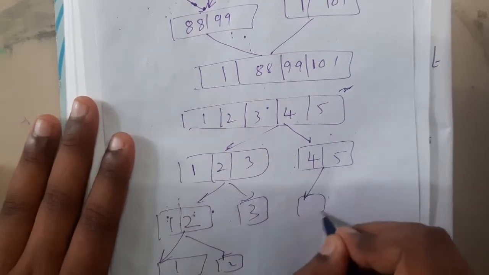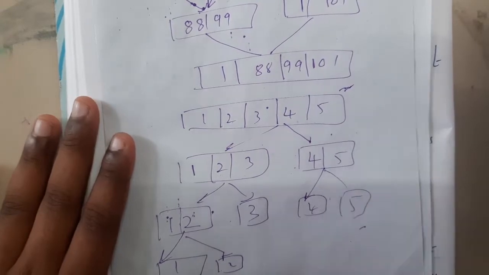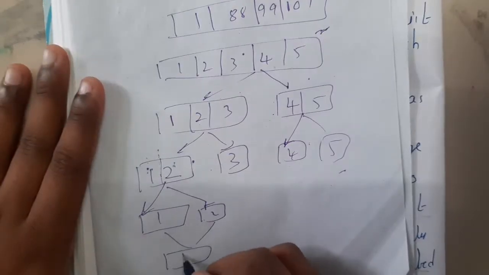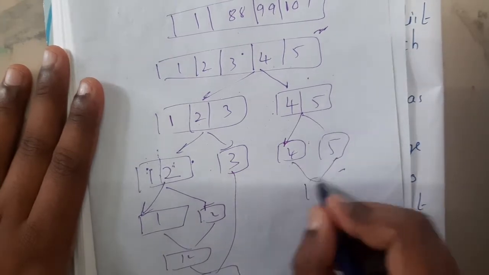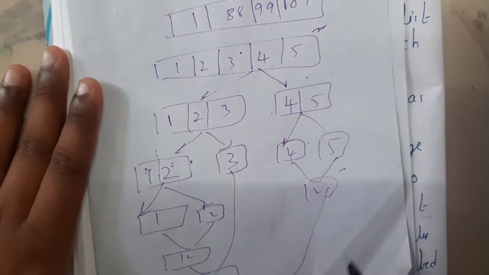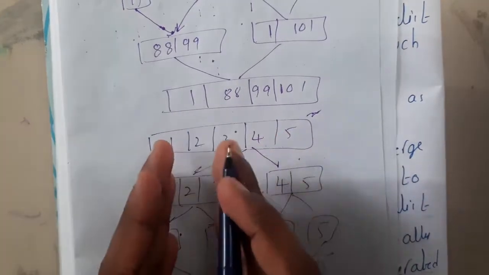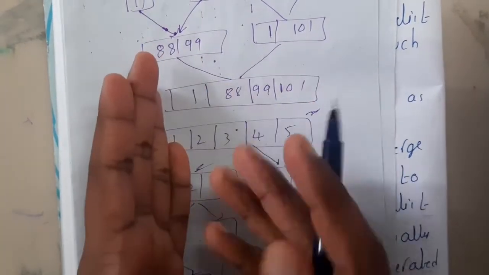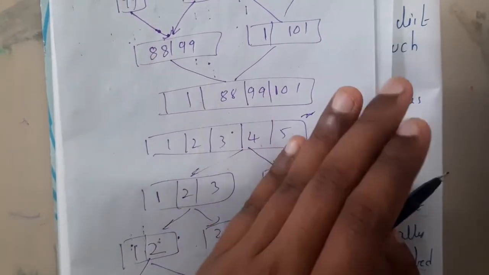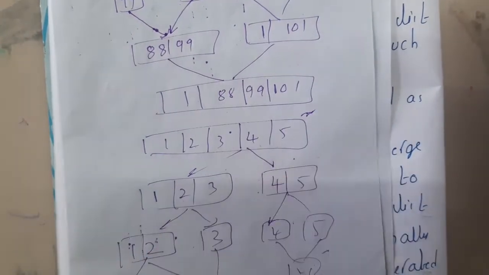Here it will divide into 4 and 5. These two will be combined first, 1 and 2, then these two will be combined, 1, 2, 3, then these two will be combined, 4, 5, and at the end these two will be combined. So if I am following division by 2, and there is an odd number, I will always take the larger part on the left side only. That is the logic you should remember.